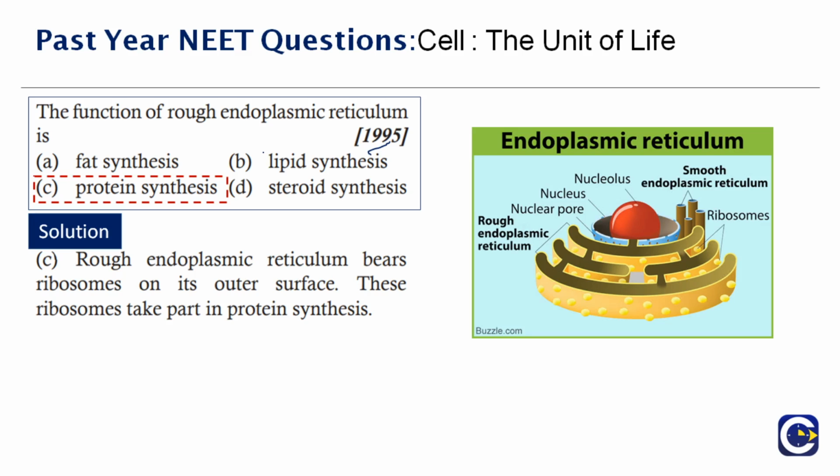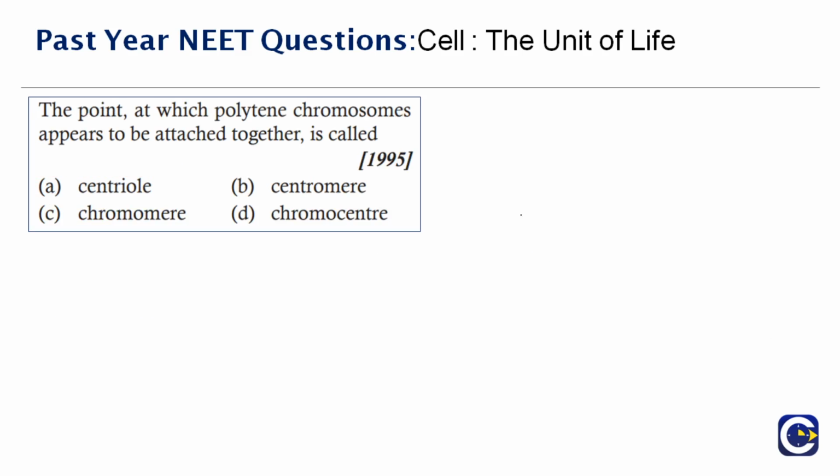To your right side you can see a diagram which shows the rough and the smooth part. Along with that you also have nucleus, nuclear pore, then you have the ribosomes, all that is there. Okay, so this is responsible for lipid and this is responsible for protein. Easy question in fact. So let's move to the next question here. This question was asked again in the year 1995. The point at which the polytene chromosomes appear to be attached together is called as dash.